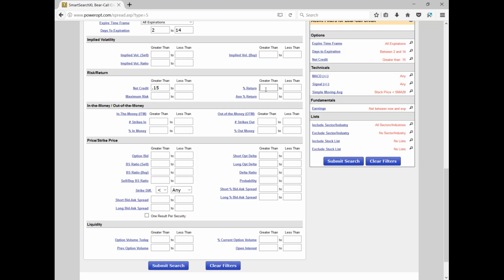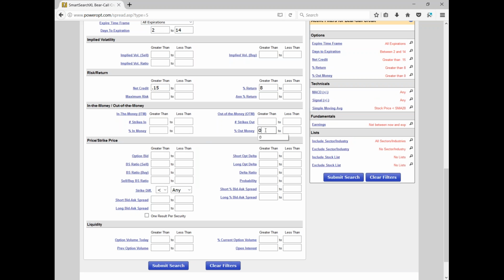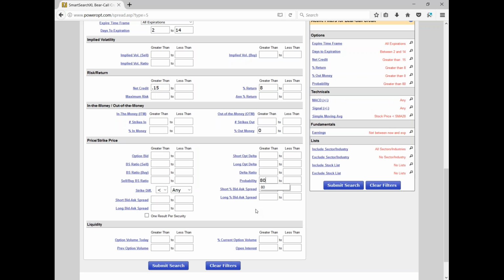Let's just put in a minimum net credit. And we're using leverage, so I want at least a good 8-9% return. So we're going to limit the percent return to be 8% or greater. Now, I could force the system to show me short option strikes that are 3%, 4%, 5% out of the money. I'm just going to put in 0% out of the money at first because I want to focus on probability. And again, we're just going to start off with a probability of 80% or higher. The theoretical probability, the stock would remain below the short call and both options would expire worthless, which is what we want in our bear call spread.